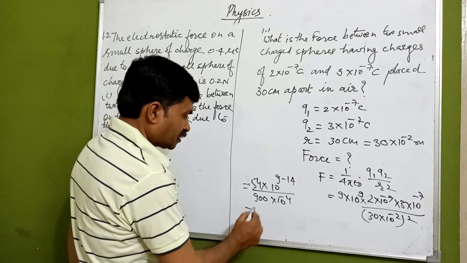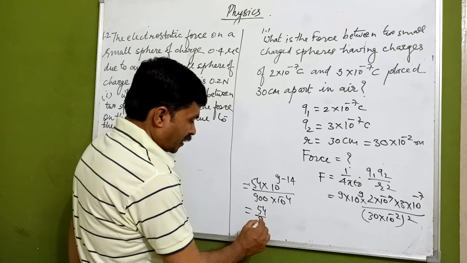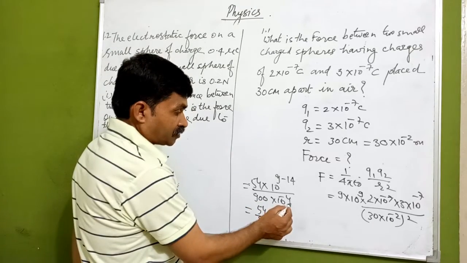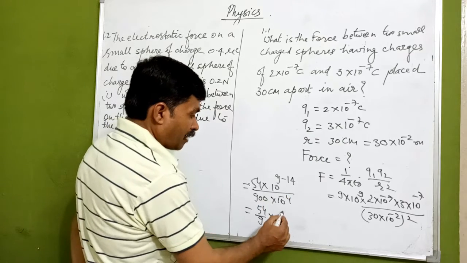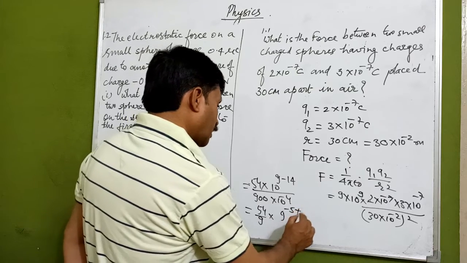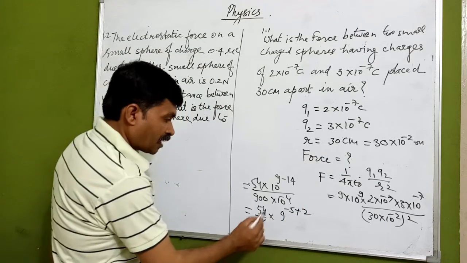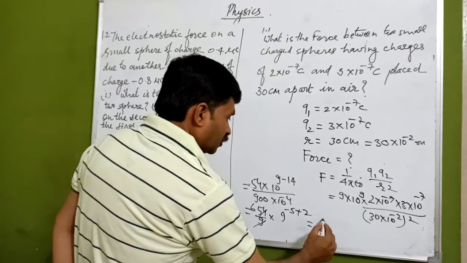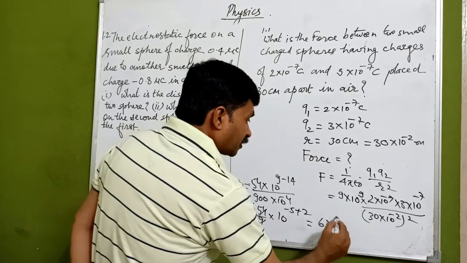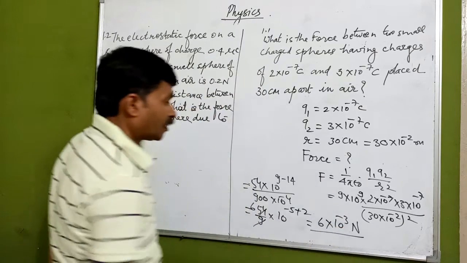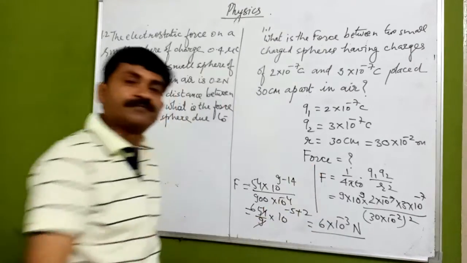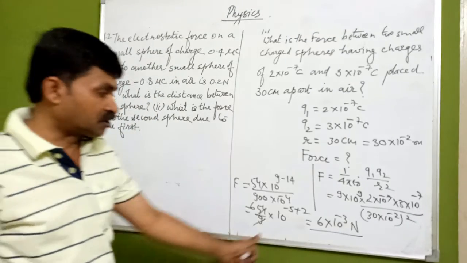Now if we go through this, 54 upon 9 gives 6, and for the powers, 10 raised to the power 2, 10 raised to the power minus 4, so it will be minus 2 and it will go up, so it is minus 5 and plus 2. So 6 into 10 raised to the power minus 3 Newton. Now what we have got is the force by applying Coulomb's law. So this is the final answer.